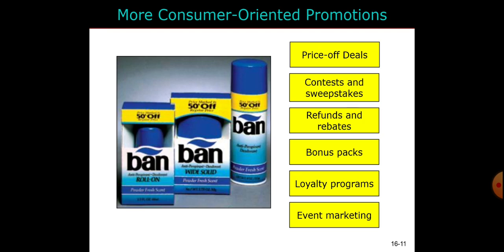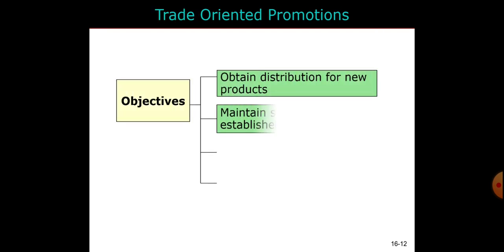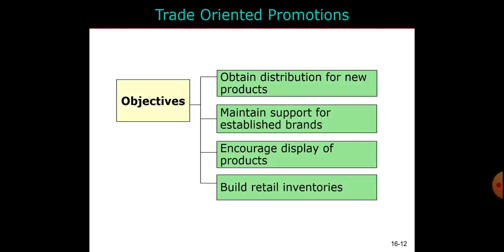Bonus packs, you can see it in the telecom industry. Loyalty programs, you will see that in the airline industry. If you are a frequent flyer, you'll get discounts on air tickets. Event marketing, trade oriented promotions. What are the objectives? To obtain distribution of new products, maintain support of established brands, encourage display of products, and build retail inventories.